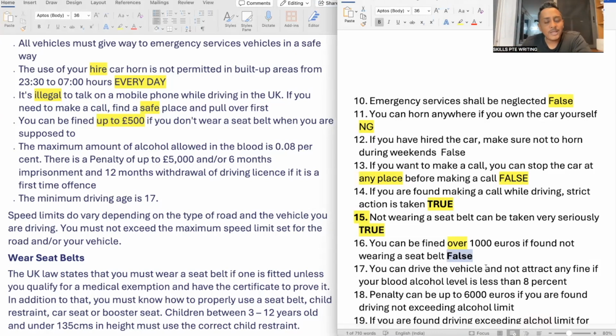You can drive the vehicle and not attract any fine if your blood alcohol is less than 8%.